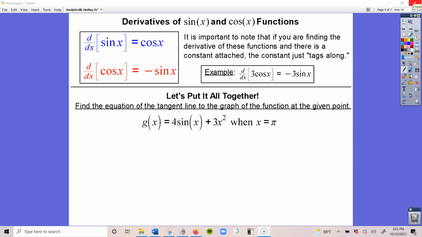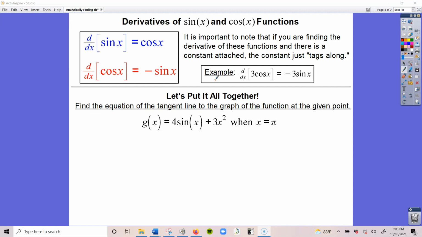Now, when we're trying to find the derivative of sine and cosine, the derivative of sine of x is equal to cosine of x, and the derivative of cosine of x is equal to negative sine of x. So these are two that you're going to need to remember.